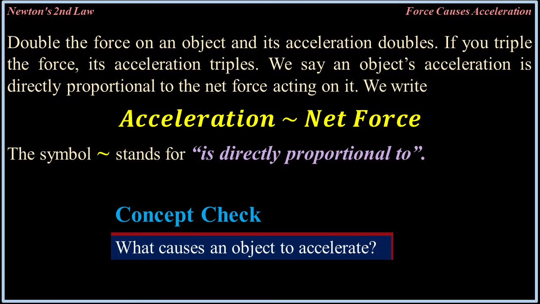Double the force on an object and its acceleration doubles. If you triple the force, its acceleration triples. We say an object's acceleration is directly proportional to the net force acting on it. We write: acceleration is proportional to net force. The symbol tilde stands for "is directly proportional to." Concept check: what causes an object to accelerate? Force, force, force.